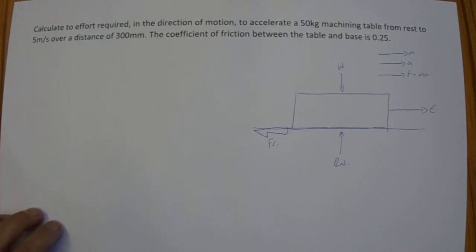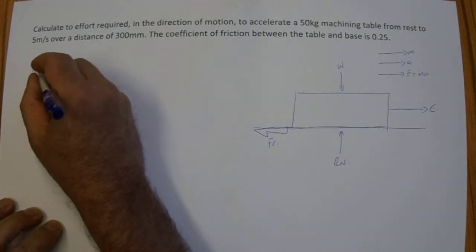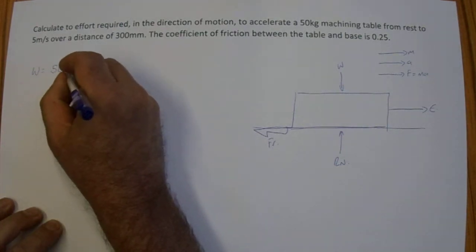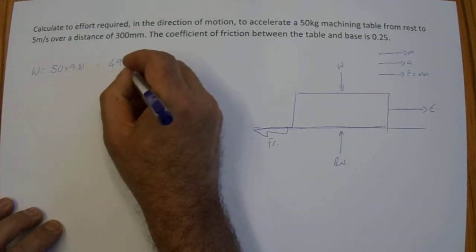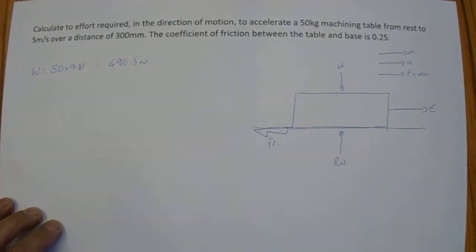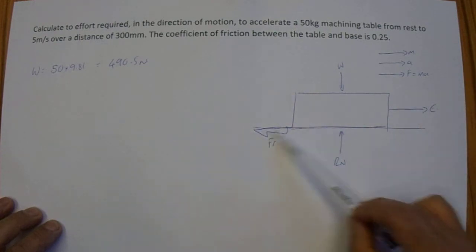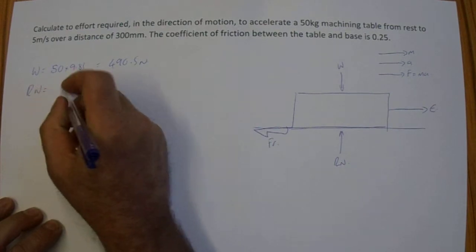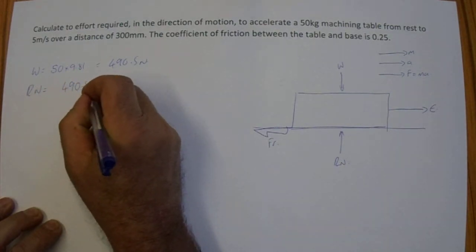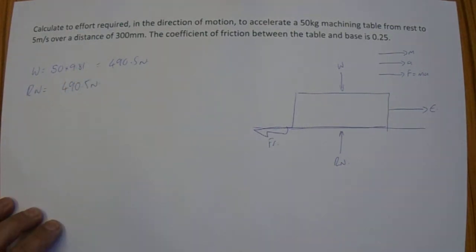The easiest one to work out first would be the weight. So the weight equals 50 kilograms times 9.81, which equals 490.5 newtons. That's the weight acting down. As it's in equilibrium, the weight acting up must equal the weight acting down. We have no other vertical forces acting anywhere, so therefore our Rn must also equal 490.5 newtons. So we've got the weight, we've got the Rn.